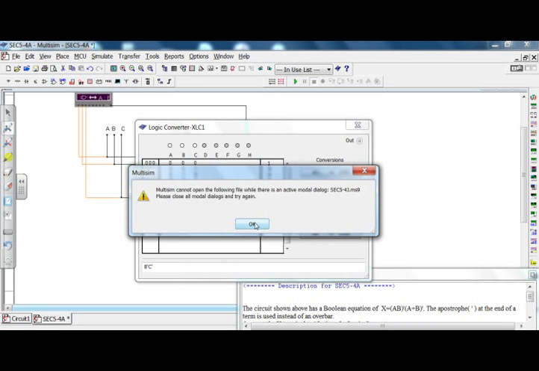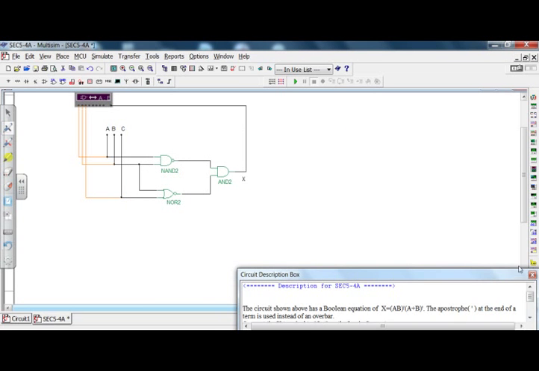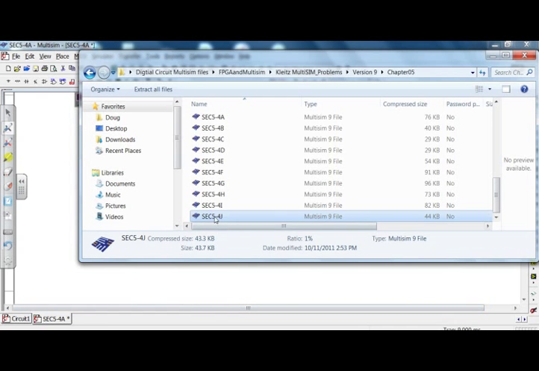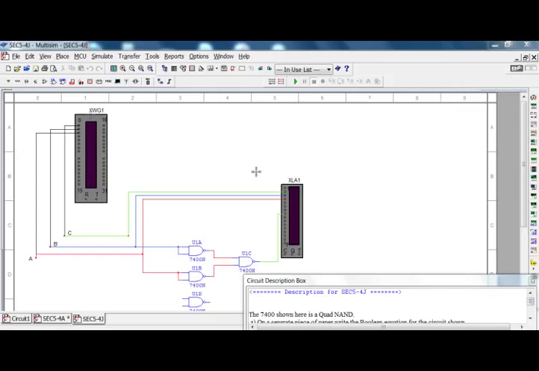Multisim cannot open the file while there is an active monodiagram section. Please close the, well, whatever. All right, so we're going to close that. We're going to close this. I'm going to try it again. All right, so 5J. We'll go and capture this for a moment.